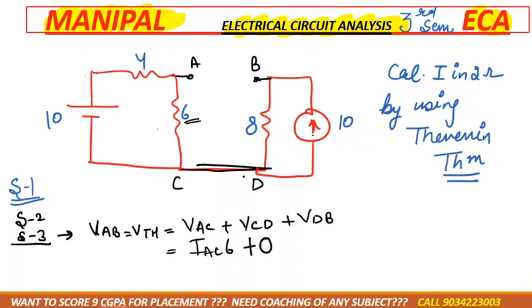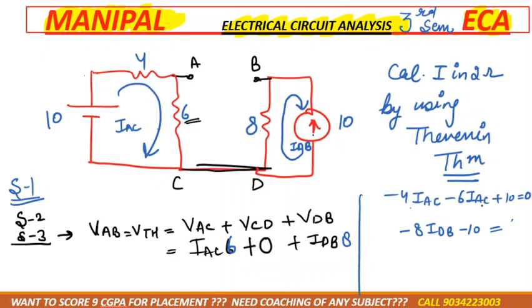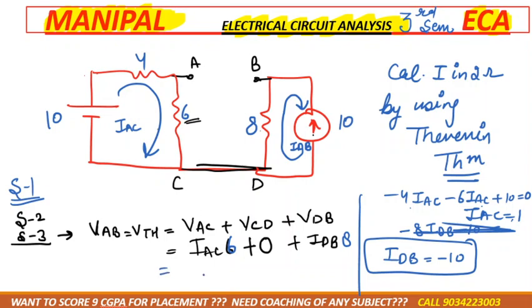Now VDB how much? IDB into RDB, correct? RDB, that is 8 ohm. Now you need to get the value for IAC and IDB. Tell me the values. So in this case minus 4 into IAC minus 6, तो यहाँ से करंट की वैल्यू IAC equal to 1, right? And in this case IDB would be equal to minus 1, correct? Then substitute it, then solve it, then you get your answer.